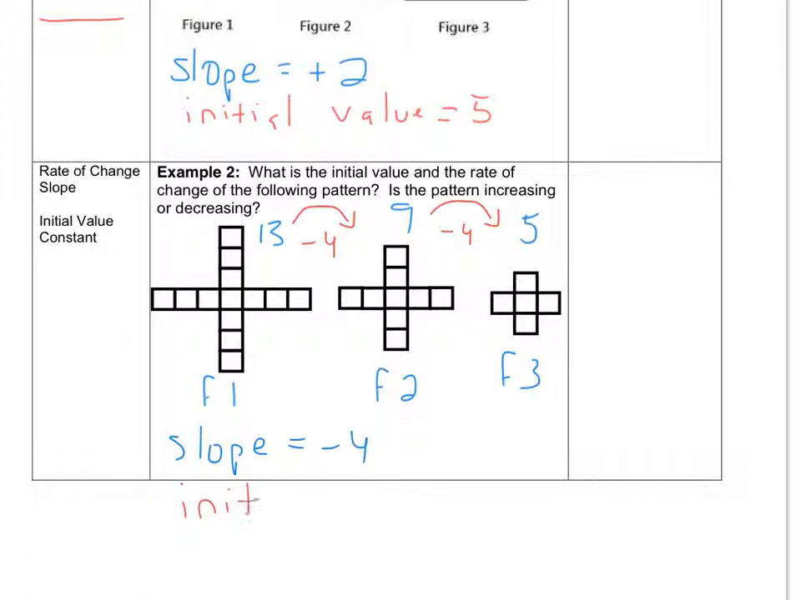My initial value is found by finding out how many tiles I would have in figure 0. Because I'm losing 4 each time, that means I would have had to start off with 17 tiles, because 17 minus 4 gives me 13. So to keep this pattern going, I would have had to start from 17 tiles. So my slope is minus 4 here, and my initial value is 17.